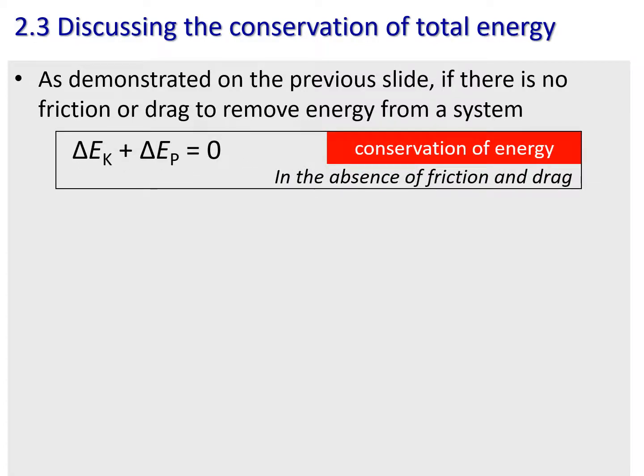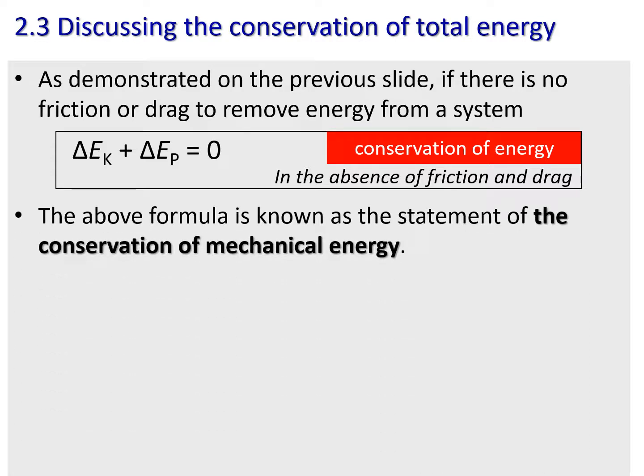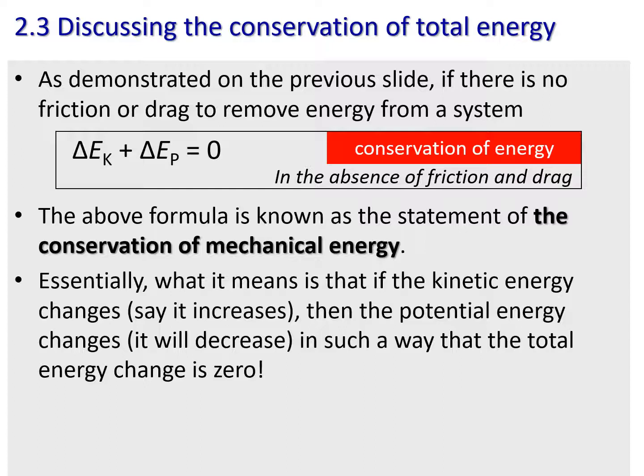Okay, so let's discuss conservation of total energy. If there's no friction or drag to remove energy from a system, the change in E sub k plus the change in potential energy should equal 0. If your change in kinetic energy doesn't equal the negative change in potential energy, some energy was lost to non-conservative forces like friction and drag. So you need to keep that in mind. This is only true when conservative forces are acting on an object. No friction, no air resistance. This is known as conservation of mechanical energy.